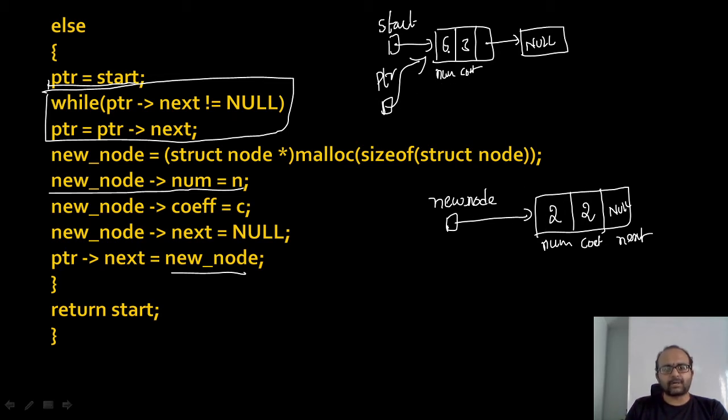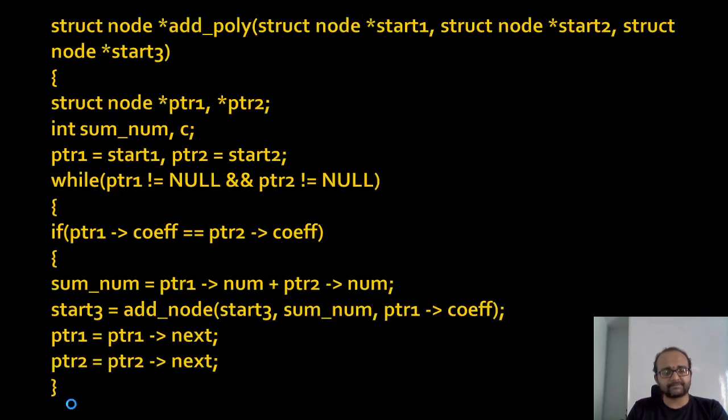Since it is already pointing to the end of the linked list, as the linked list contains only one node, ptr arrow next must be pointing to new node. And finally you have to return the start pointer back to the calling function. So this is how we can return the start pointer, and this is how we can perform the addition operation on polynomials which are represented with the help of a linked list.